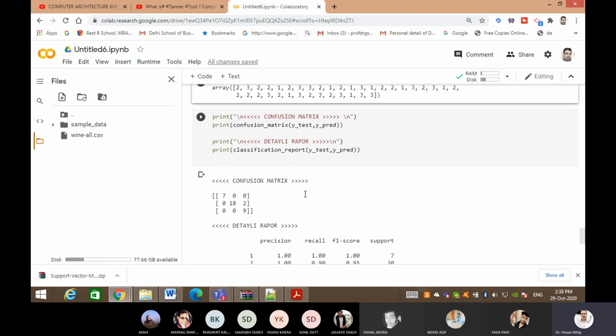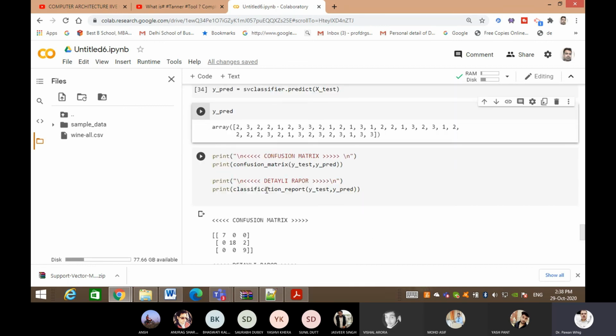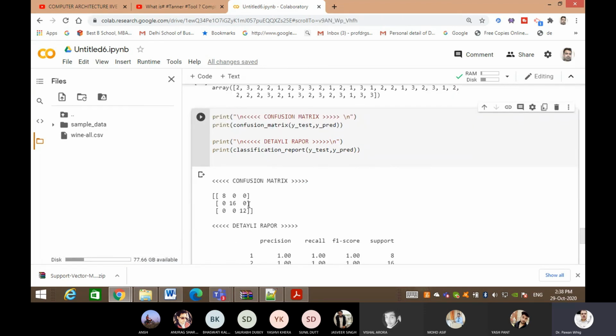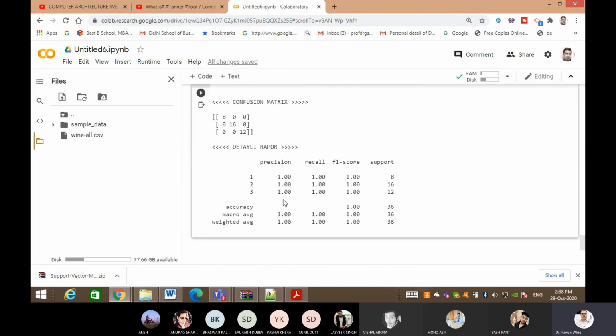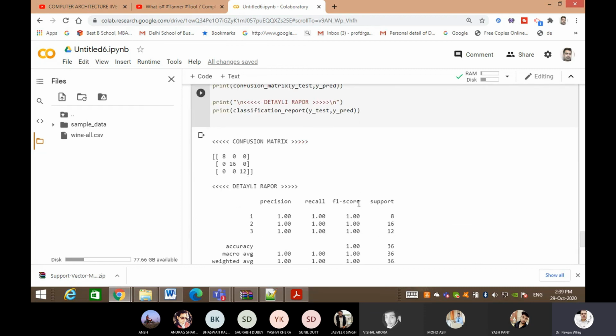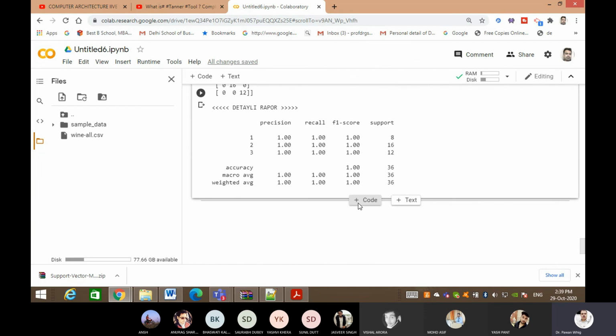If you want to see the confusion matrix and the classification report, once you run this, this is the confusion matrix. I already told you how to read these kinds of metrics, and this is the precision value, recall value, f1 score, and accuracy, everything here. So this is how this practical can be performed. It is very easy.